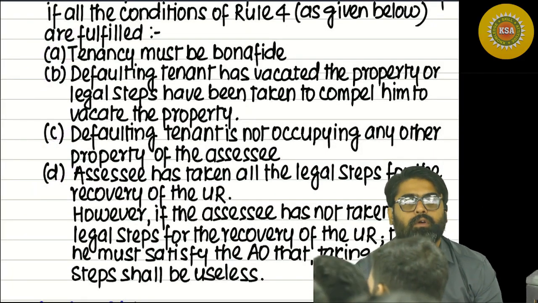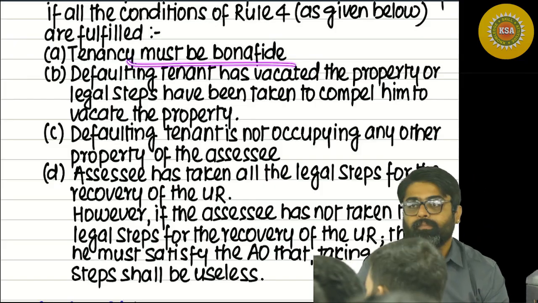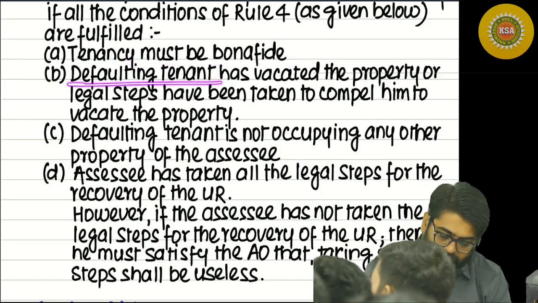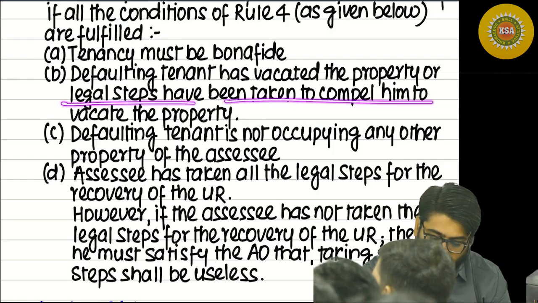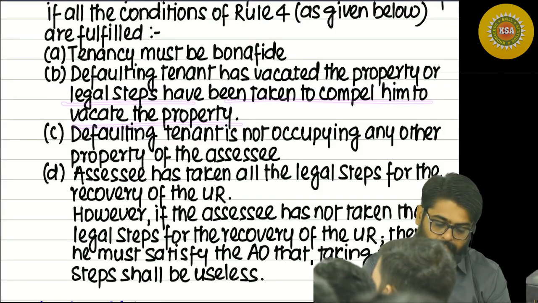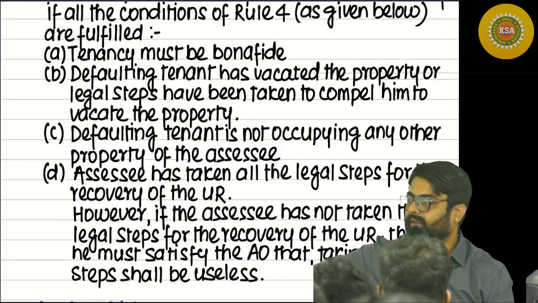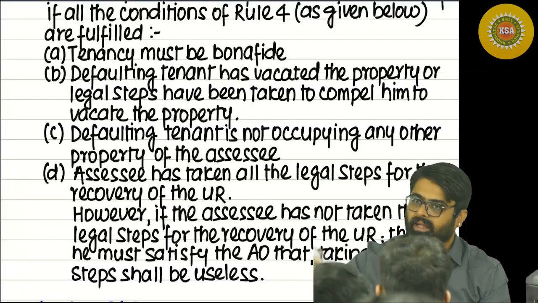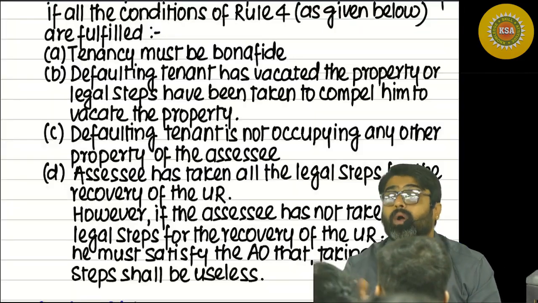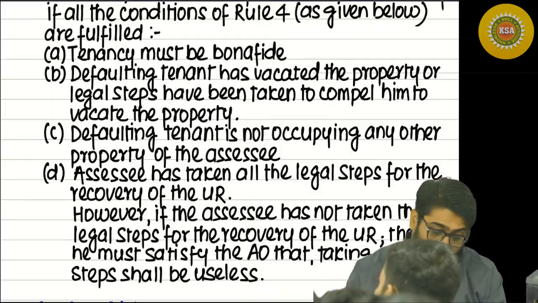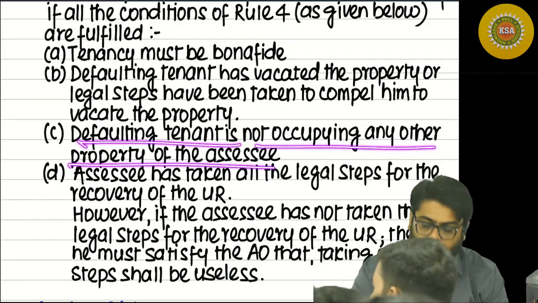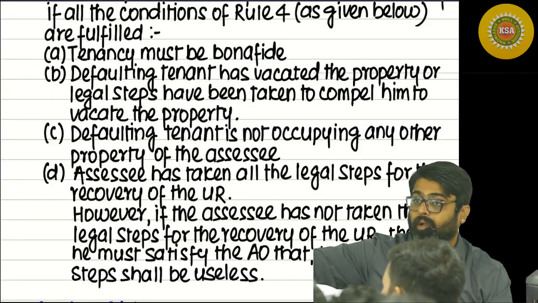Yes or no? First condition, tenancy must be bona fide. Second condition, the defaulting tenant has vacated the property or legal steps have been taken to compel him to vacate the property. Either the tenant who has not given you unrealized rent has vacated your property, or you have taken the legal steps to compel him to vacate your property. Third, the defaulting tenant is not occupying any other property of the assessee. He should not be occupying other property of the same assessee.